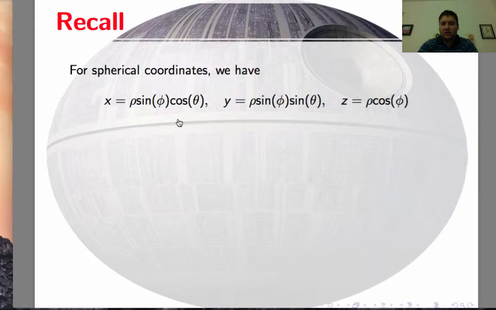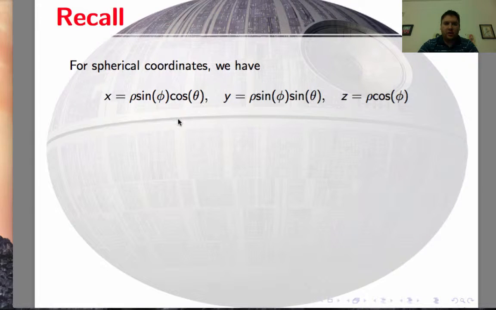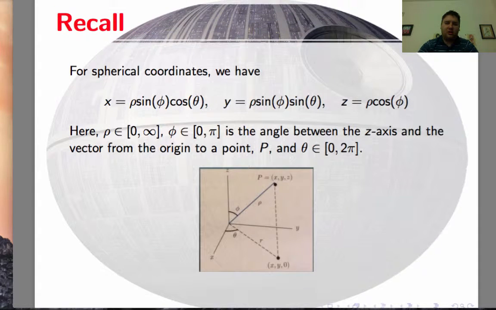So let me just remind you what a spherical coordinate is. Your x coordinate is given by rho times sine of phi times cosine of theta. Y is given by rho sine of phi sine of theta. And z is given by rho cosine of phi. What do all these things mean? Oh, I don't remember any of this stuff. Oh yeah, that's right. Okay, so rho is the distance that a point is from the origin, essentially.